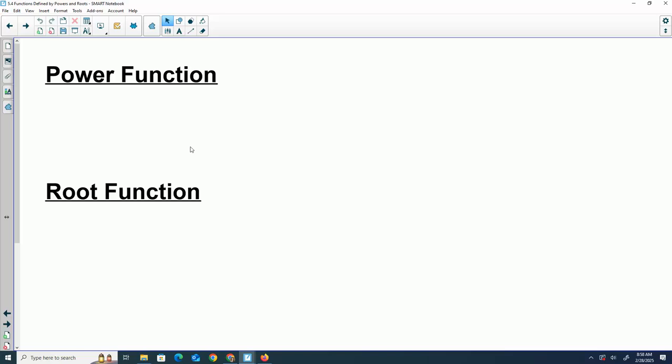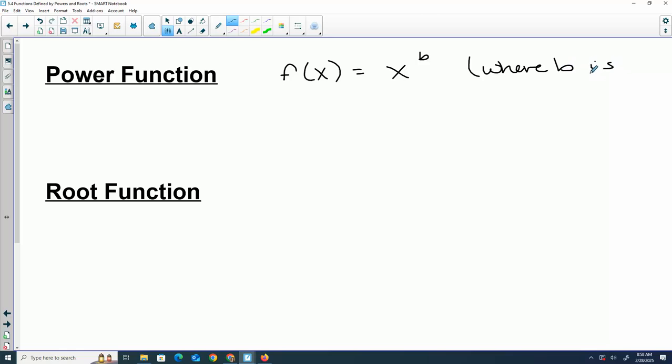So if I'm talking about a power function, it's just x to some power. That's a b up there, where b is a constant. So x to the second, x to the third, x to the fourth. Those are power functions. But that power could be a fraction.